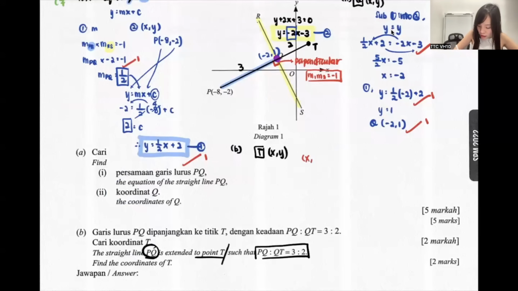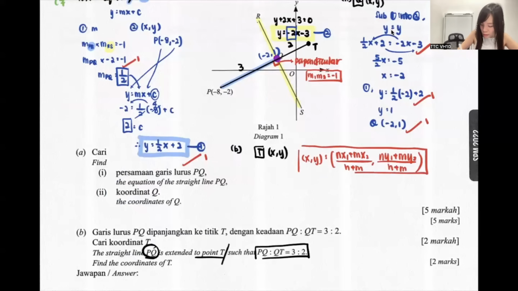So ratio formula got or not? Got. Right for you guys, (x, y) is equivalent to (nx1 plus mx2) over (m plus n), (ny1 plus my2) over (m plus n). This formula SPM provided. So if you don't know about it, it's fine. But I hope you guys know. Okay? Now, this formula looks like that. Doesn't mean you can sub wrongly. You sub wrongly, everything wrong.